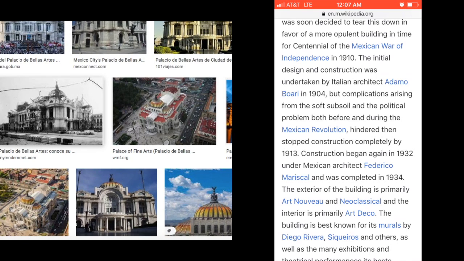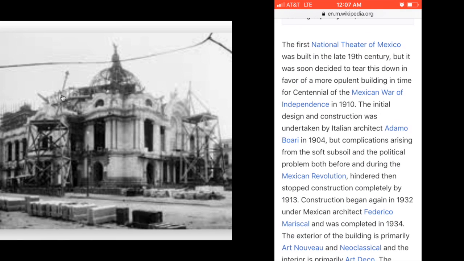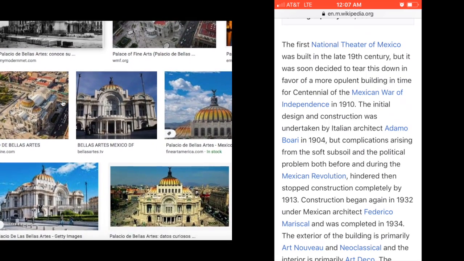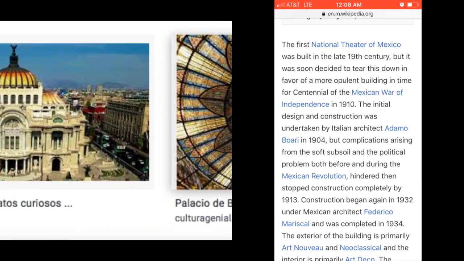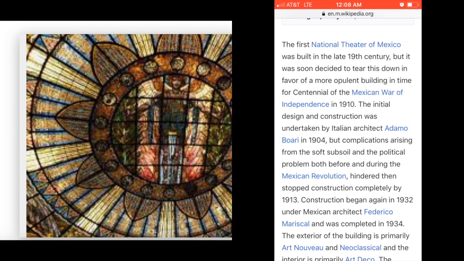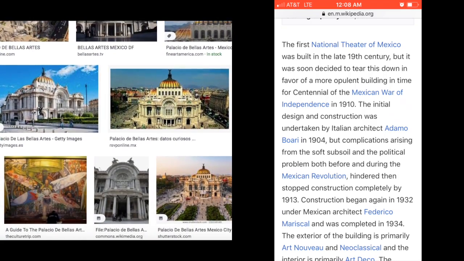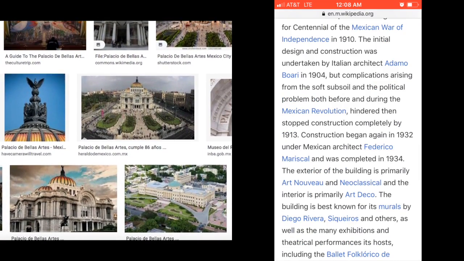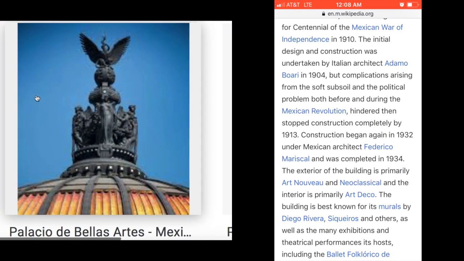So first of all, we had 5, 6, or 7 architects at the beginning, and they stopped building in 1913, and again they need to hire an architect in 1932. Architects don't build anything. Architects design buildings. They don't build them. And here you had almost a dozen architects initially design this building. Construction began, and it was halted because of poor soil and political turmoil. And now we're told they hire this architect 30 years later, and in 2 years he finishes the building.